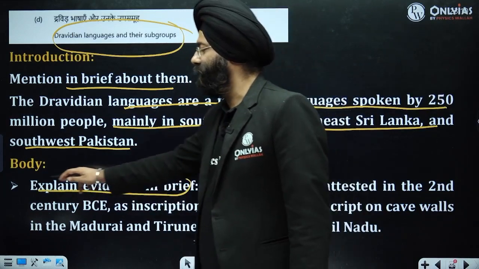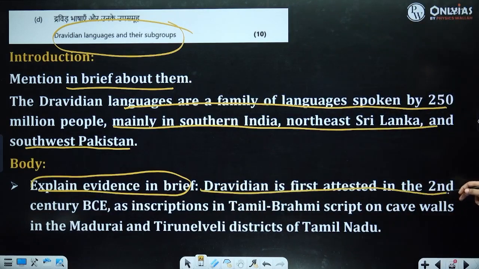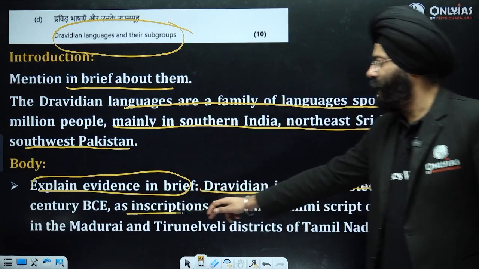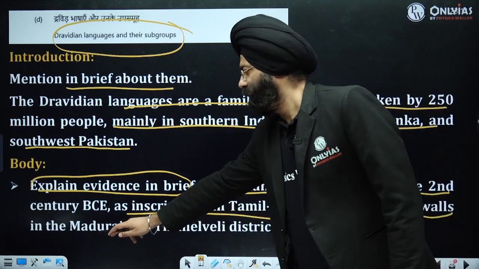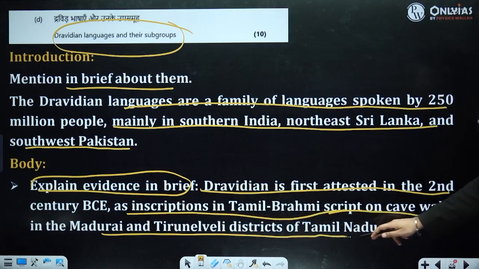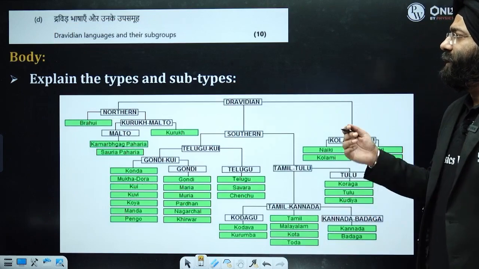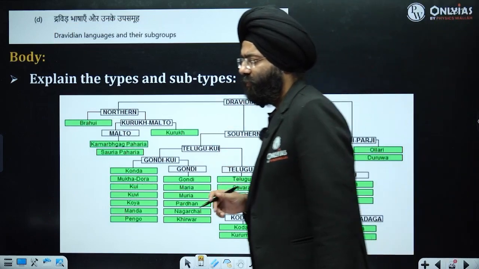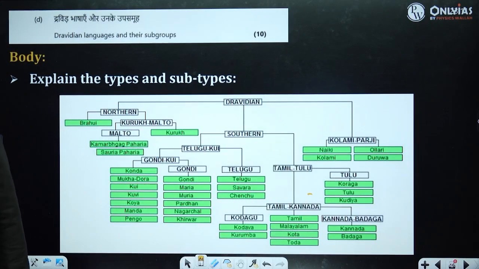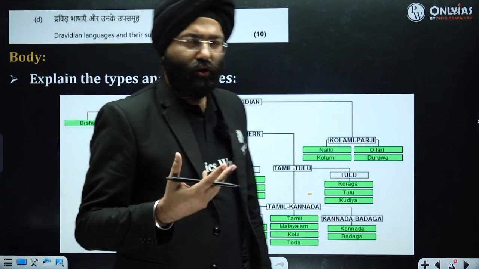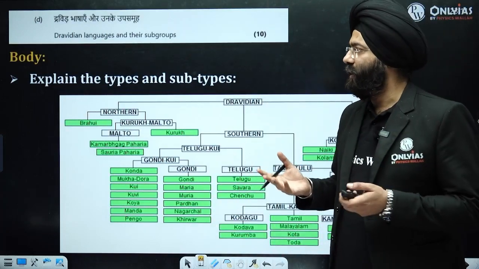Now, explain the evidence in the body. You can give the basic evidence of how the languages have originated. Dravidian is first attested in the 2nd century BC, in inscriptions in the Tamil Brahmi script on the cave walls in the Madurai and Tirunelveli districts of Tamil Nadu. A little bit of evidence on the basis of Dravidian languages. Then come the types and subtypes, which almost everyone studies. This is not something that you might not be knowing. This was a direct question that is expected of you, that you should be knowing that, right?